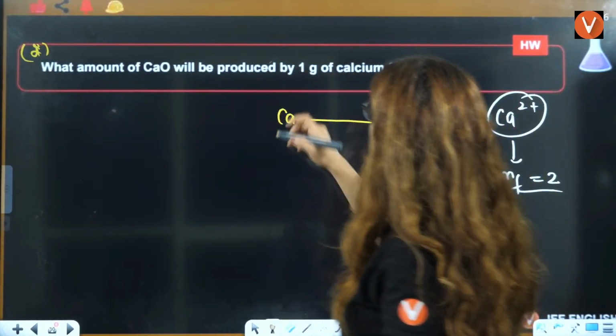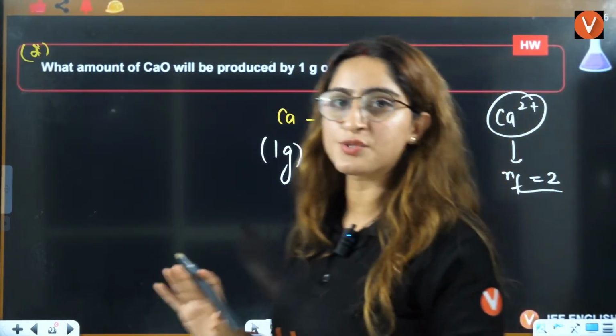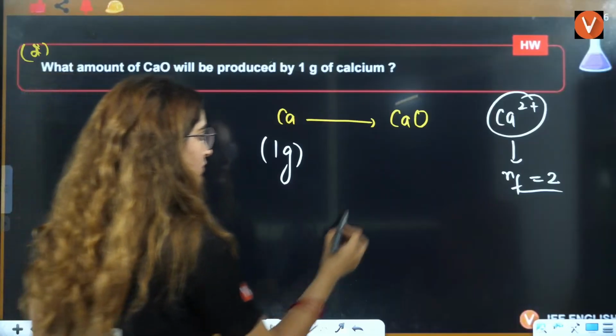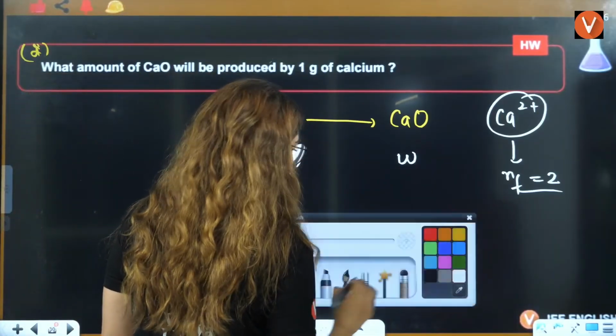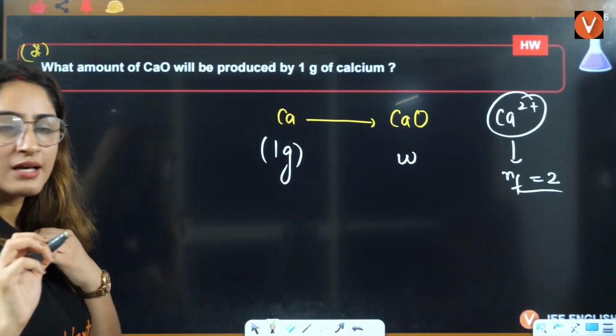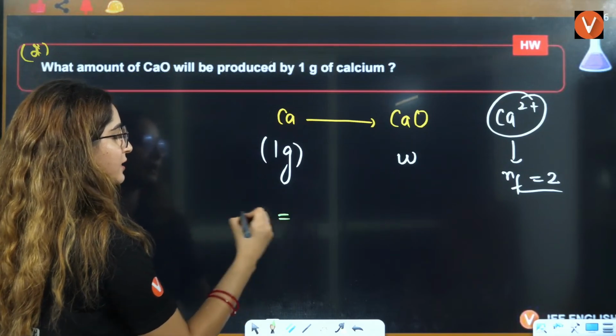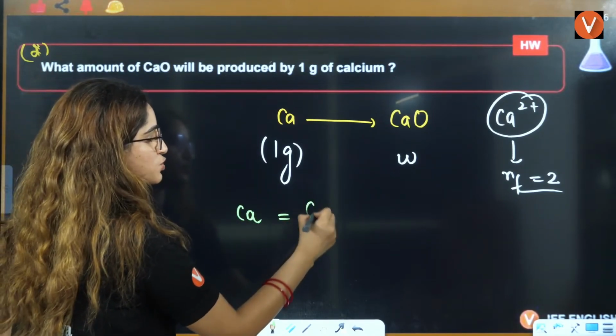They are saying that 1 gram of calcium is there. What is the amount of CaO that is formed, right? So this mass, I am taking it as W. What you have to apply here is, given mass, you can find the number of moles, and you can apply that the gram equivalents of calcium equals the gram equivalents of CaO.